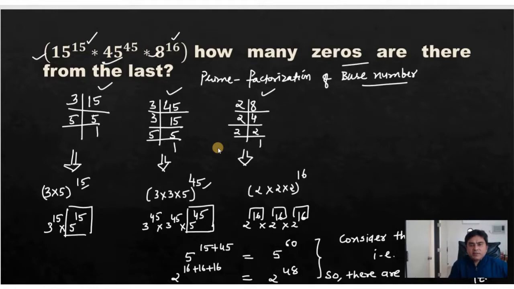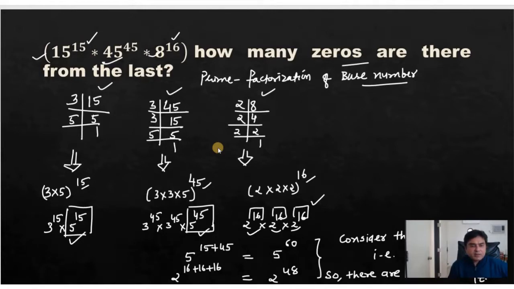So now 3 to the power 15 and 5 to the power 15; 3 to the power 45 and 5 to the power 45; and here 2 to the power 16, 2 to the power 16 and 2 to the power 16. Now consider only 2 and 5. So here is 5, here is 5, and here are all 2s.